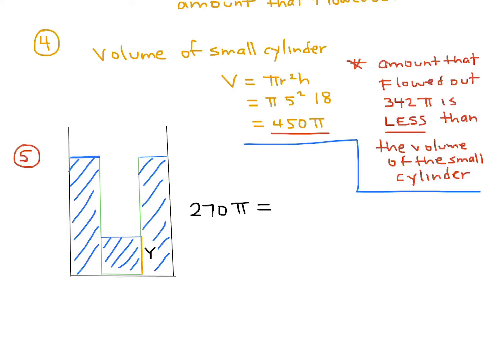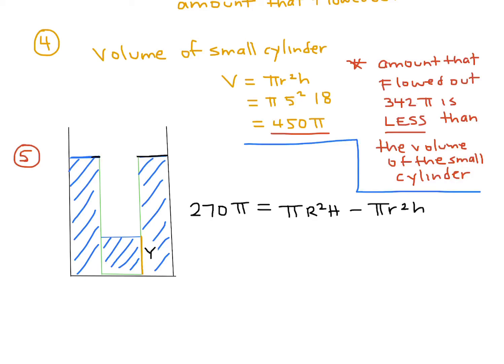So it's the whole cylinder, pi r squared height, minus the small cylinder, pi r squared height. But our height is not going to be 18, which is the height of the small cylinder. Our height is only going to be from here to here, because that's the part that's empty, and that's what we have to subtract. So from there to there, what is that?